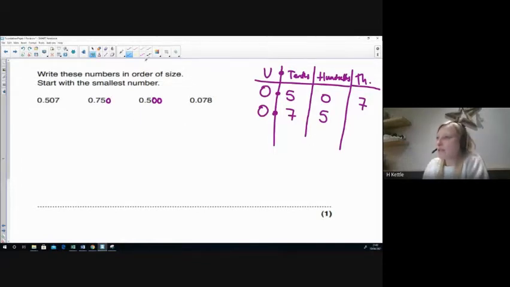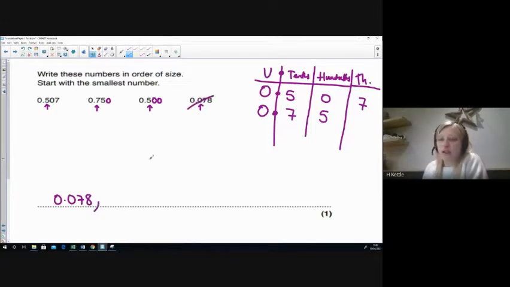However, how we would do this, first thing we're going to look at is the units column, and they've all got 0 in the units column. So that doesn't help us compare. We then move across to the tenths column, and I've got a 5, a 7, a 5, and a 0. So hopefully we can see that this one is going to be our smallest number. We actually don't care about what's beyond that, because in the tenths column, which is the next most important column, it's got a 0. So I'm going to put 0.078 as the smallest one.